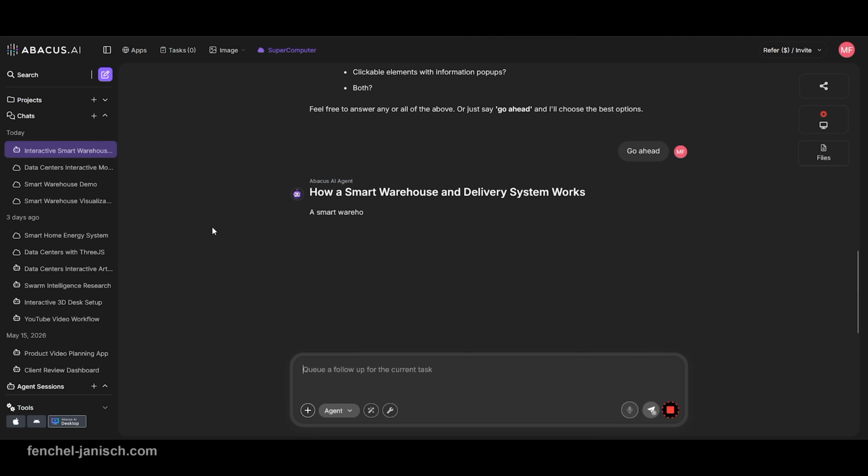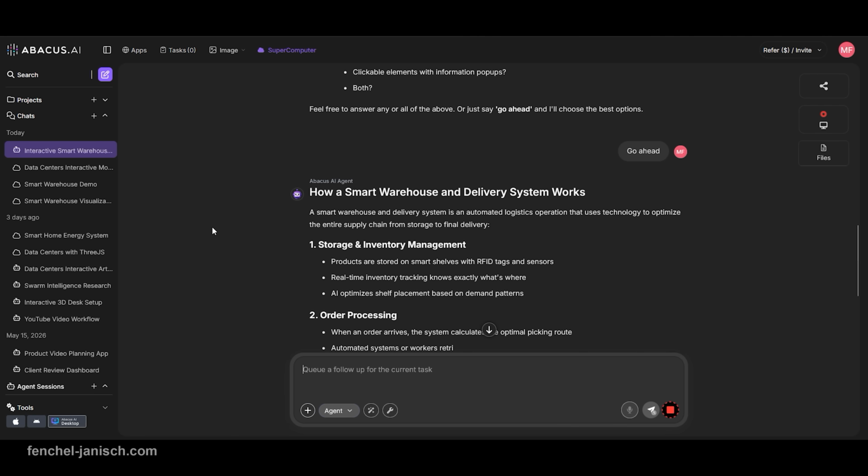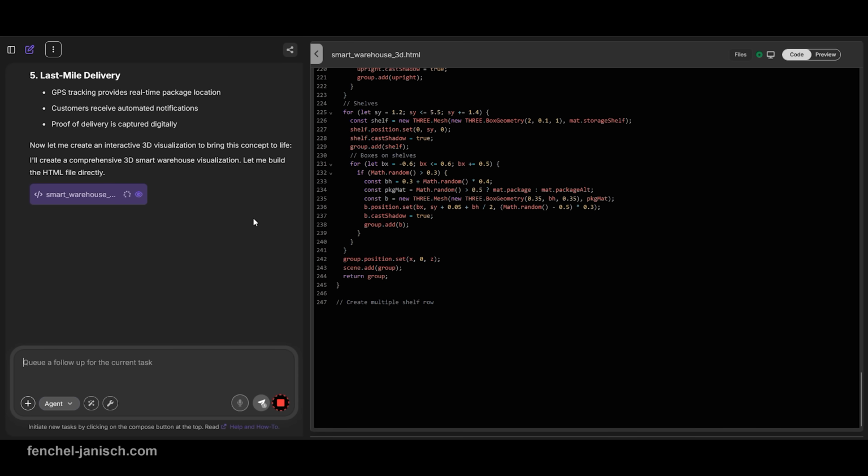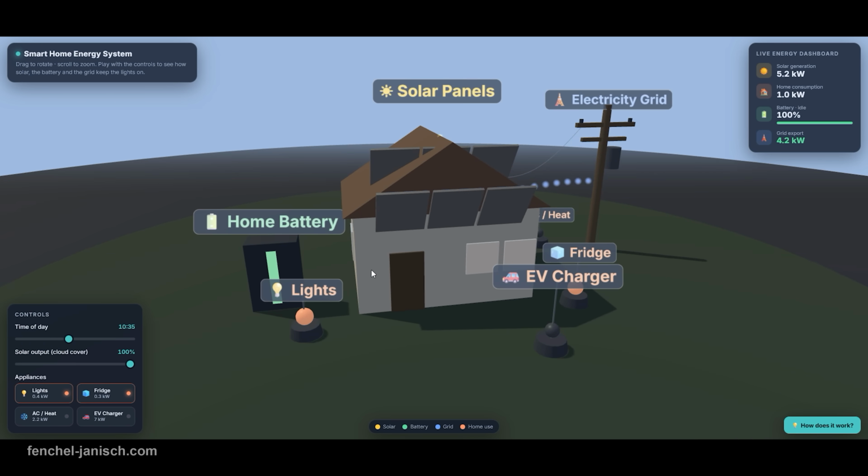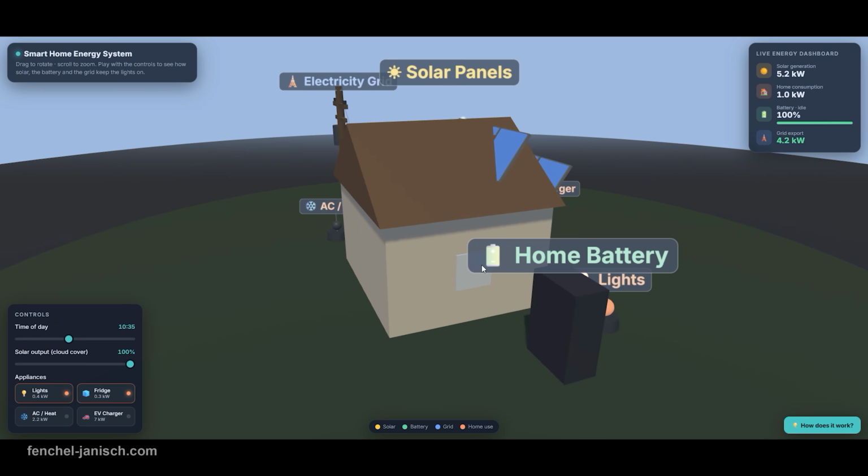Abacus AI shows how AI can move beyond written answers and help create interactive 3D explainers from a prompt. In these examples, a smart home energy system and a smart warehouse delivery flow become easier to understand because the structure can be explored visually.